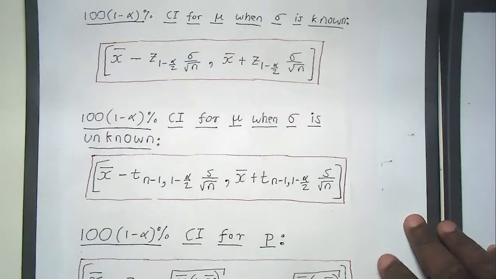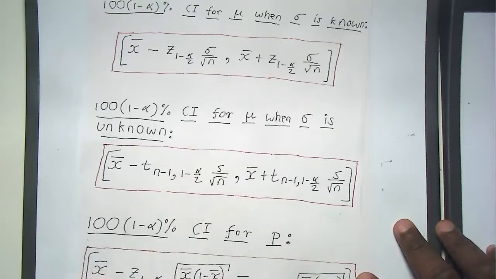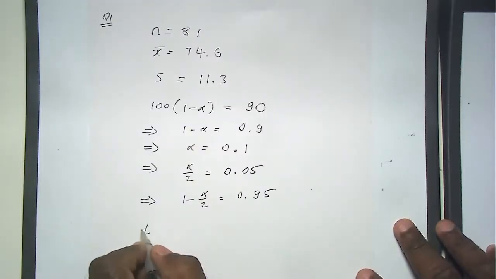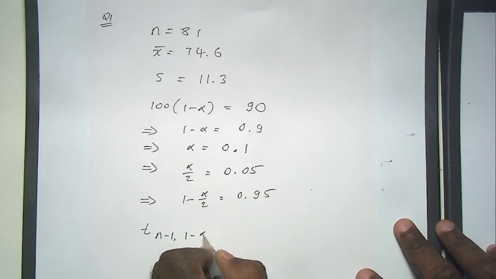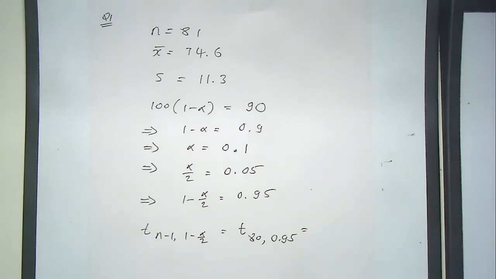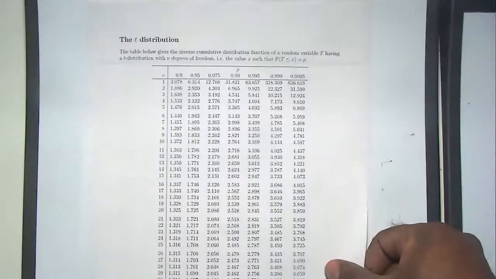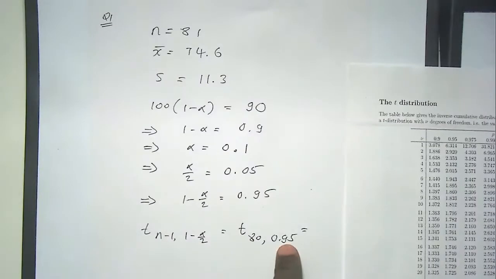Sorry, thank you. To use this formula, guys, you will need to find this percentile, t with n minus 1, which is 80, and 1 minus alpha by 2, which is 0.95. Now I will show you how to read this from the table. You should look at the table in front of you, which I gave you a minute ago. Do you have the table in front of you? This is the table I'm referring to for the t distribution. We have 80 and 0.95.